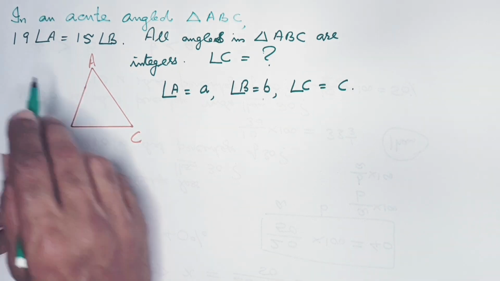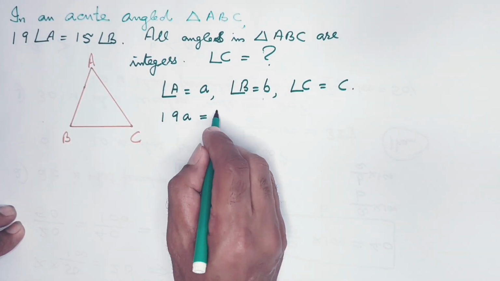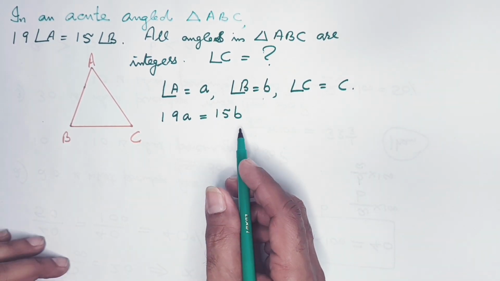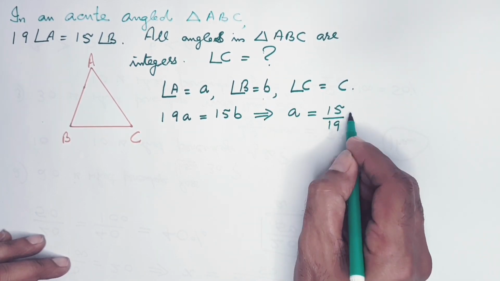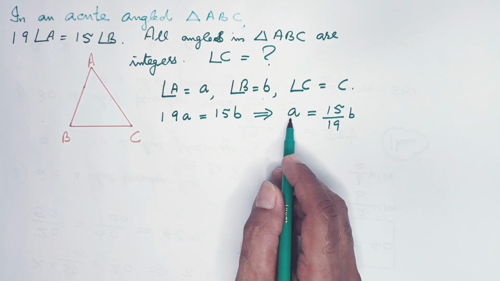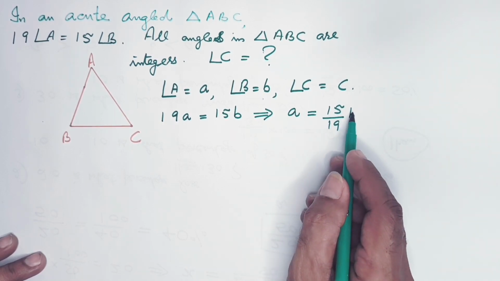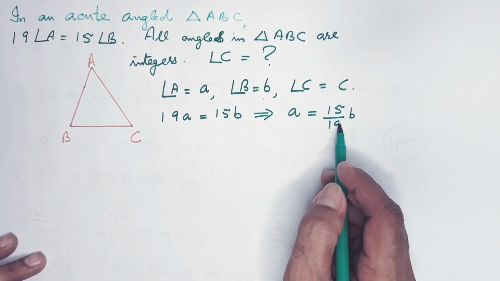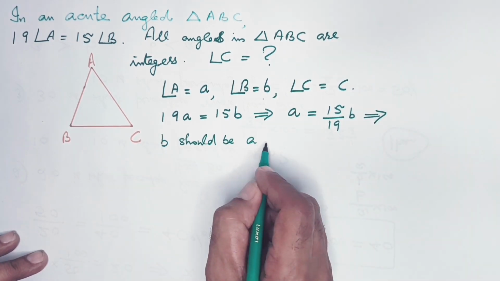Now, the given equation, you can easily work it out if you make use of these substitutions. That's all: 19A equals 15B. This implies, taking 19 to the right side, A equals 15 by 19 multiplied by B. Now we know that A is an integer. If A is an integer, definitely the right side has to be an integer. Since A is an integer, 15B divided by 19 has to be an integer, which implies B should be a multiple of 19.